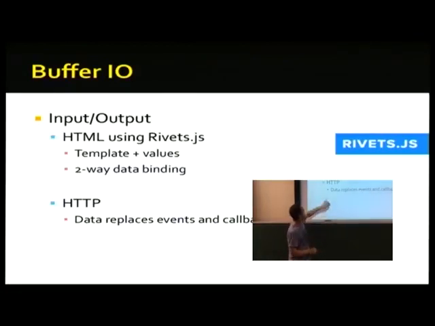And for HTTP, so for networking stuff, normally again in JavaScript you send off a request and then you get called back through a callback function asynchronously when the request is completed or failed, whatever happened. And we basically, again, replace that with data. So we have a data object that describes the request you want to make, and when you get a response, we fill in the response for you.